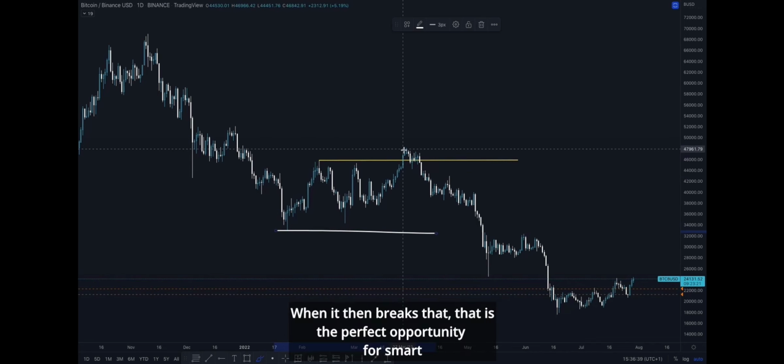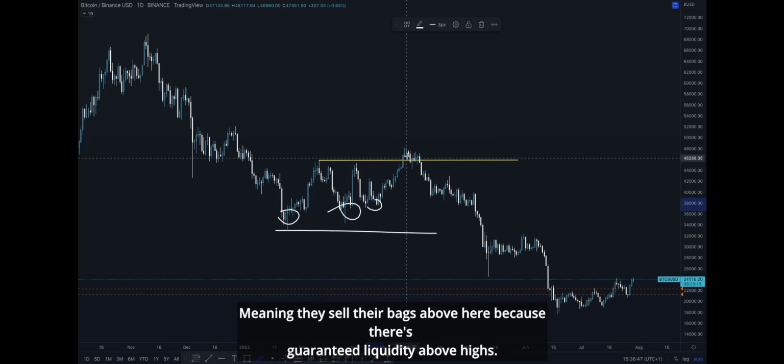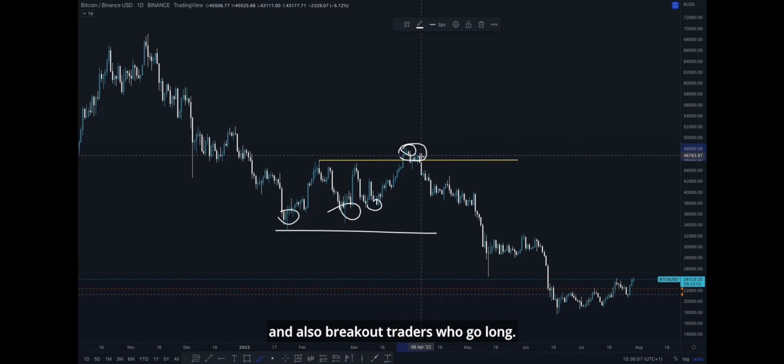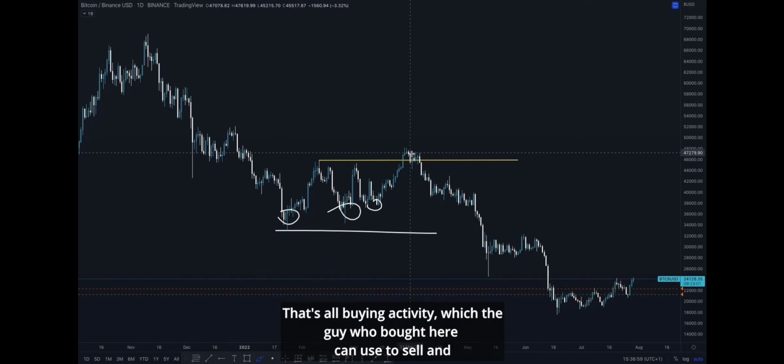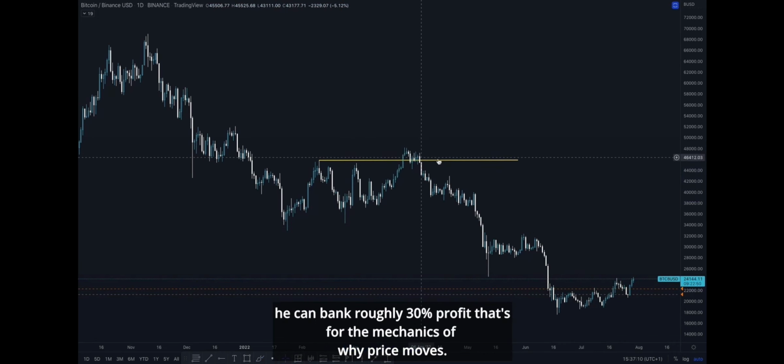When it then breaks that, that is a perfect opportunity for smart traders who bought in here to offload, meaning they sell their bags above here because there's guaranteed liquidity. Above highs, there's guaranteed liquidity in the form of buy stop losses for shorts and also breakout traders who go long. That's all buying activity, which the guy who bought here can use to sell, and he can bank roughly 30% profit. That's the mechanics of why price moves.